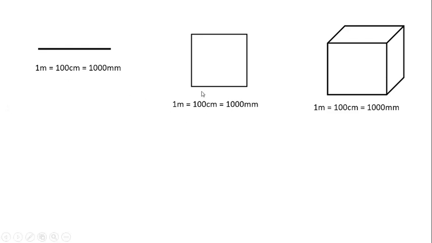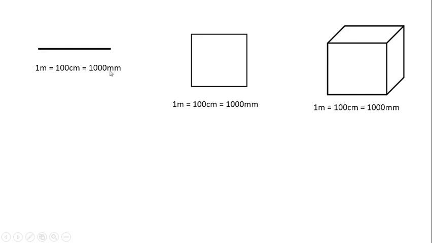Obviously, when you go up to a square, this is 2 dimensions, and then when you go up to 3 dimensions, there. Now, if you ever do physics or maths at degree level, you'll use maths in 4 and 5 dimensions. But anyway, here we have a length, here we have an area, and here we have a volume. The important thing is each of these has a unit of 1. So this is 1 meter, this is 1 meter squared, this is 1 meter cubed.